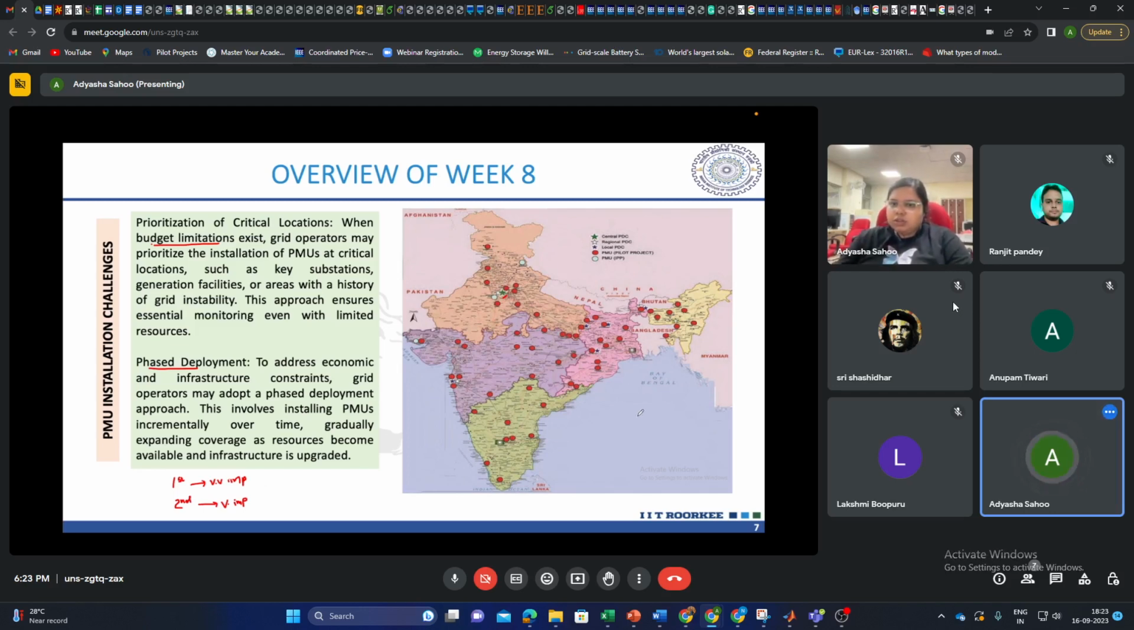On the right, you may see this map of India, where the red dots are the pilot projects being carried out, and the white dots are the PMUs set up by the IPPs, or independent power producers. Then we have PDCs: the black stars are the local PDCs, the white star is the regional PDC, and then we have the central PDC here in New Delhi.